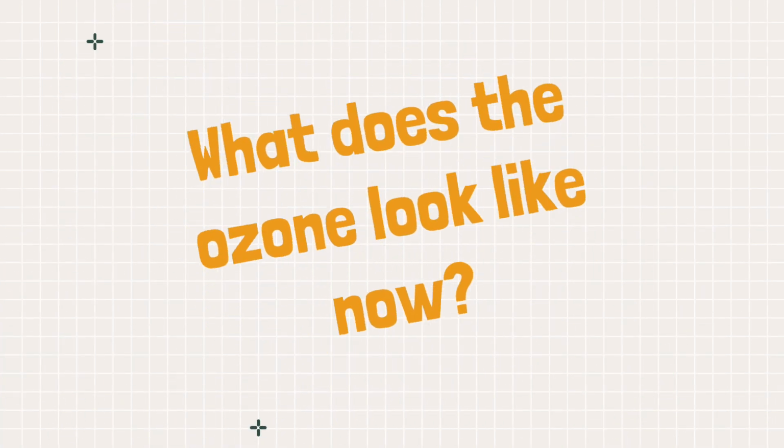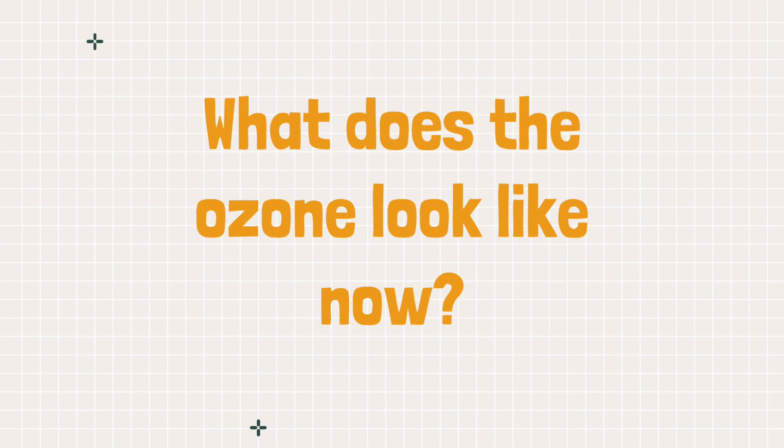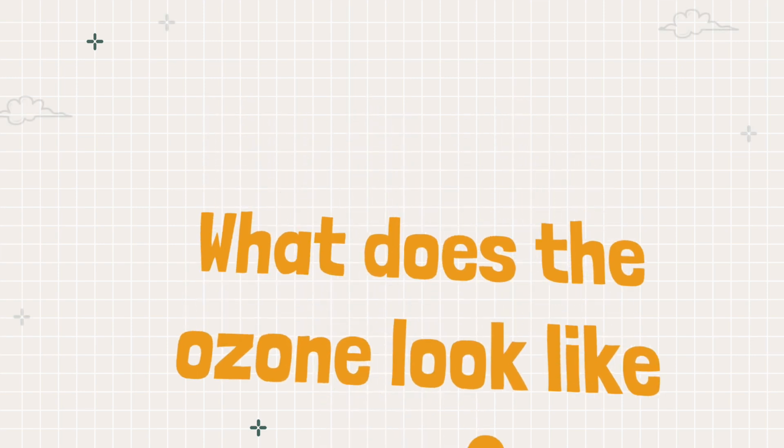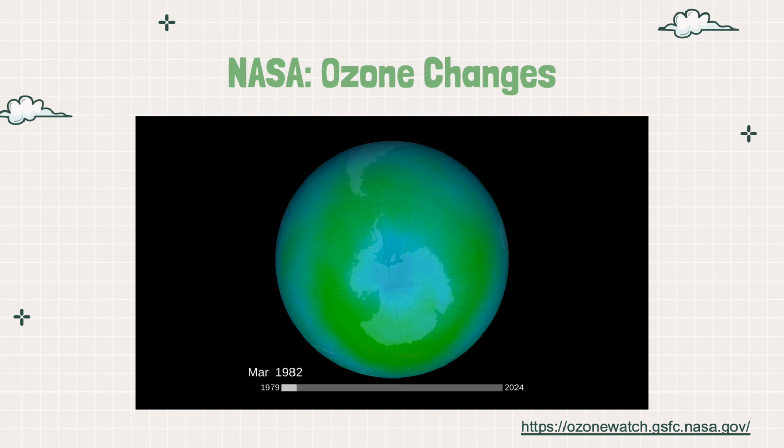But before we end off, let us have a look at what the ozone looks like now. Here, you can see a video from NASA that shows the ozone changes over the last few decades. The green represents the ozone and is about 300 Dobson units. The ozone layer had the opportunity to repair itself during the COVID-19 lockdown, as human activity was minimal. You can follow the link at the bottom of the slide to watch more videos and access more information about the ozone layer.